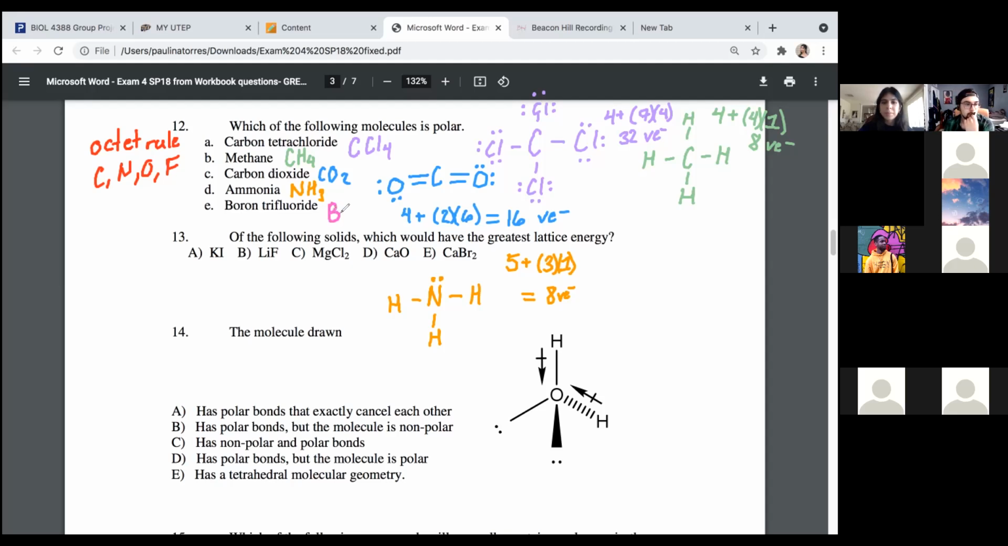BF3. BF3, perfect. Okay, so again, remember, least electronegative in the center. So obviously boron, because fluorine is very electronegative. Okay, and then we're going to get our valence electrons. So boron has how many? 3. And we only have 1. And then we have 3 fluorines with how many valence electrons? 7, yes, 7. So that's 21 plus 3 is 24 valence electrons.